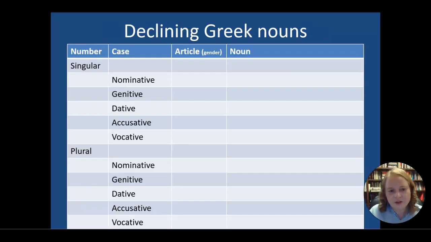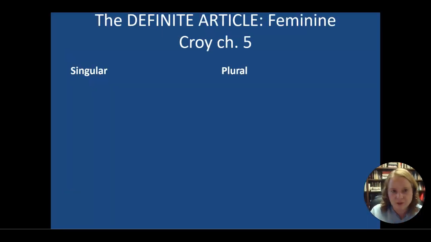Okay, these are the 5 cases. Nominative, which is like subject. Genitive, which shows possession. Dative, which we're going to call the indirect object. Accusative, which is the direct object. And vocative, which is direct address, like speaking to someone.